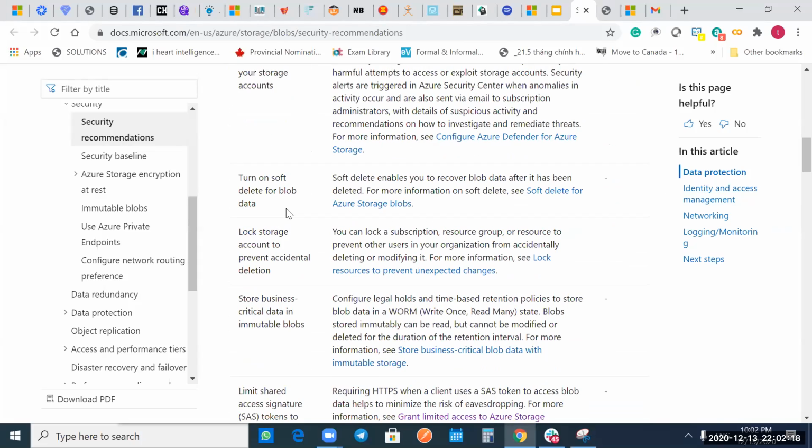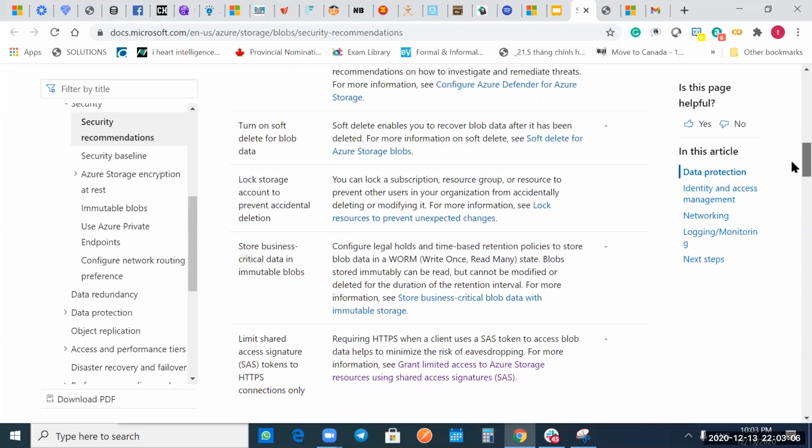turn on soft delete for blob data. Remember there was an option for soft delete. Soft delete enables you to recover data that has been deleted, so if someone accidentally deletes it, it can be restored. Next, lock the storage account to prevent accidental deletion. If you use the CLI command, it's very easy to accidentally delete the wrong items. So you can lock the storage account to prevent deletion of the whole storage account and the storage itself.